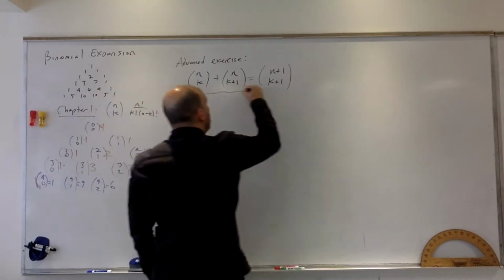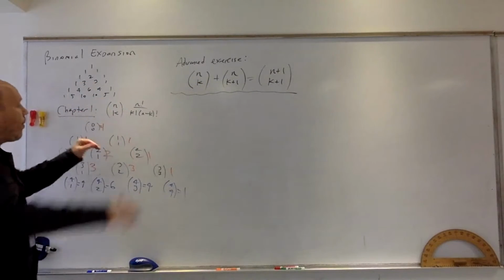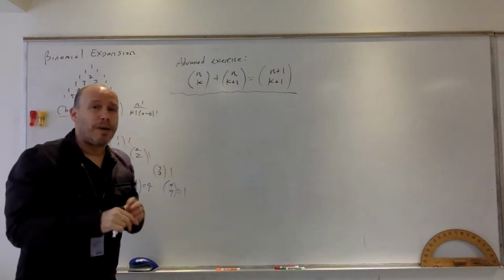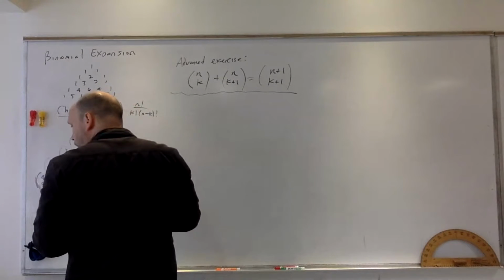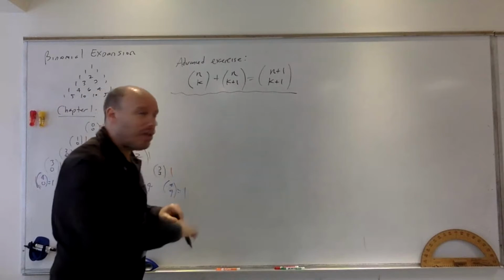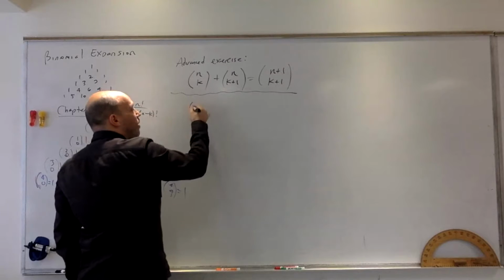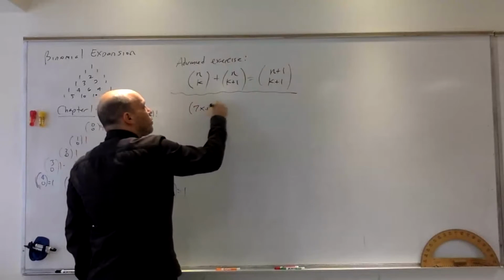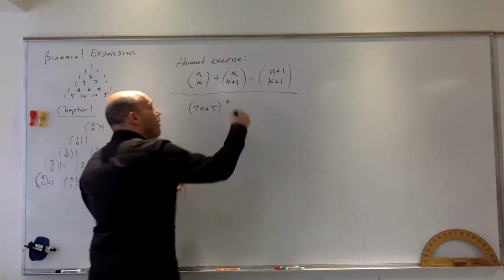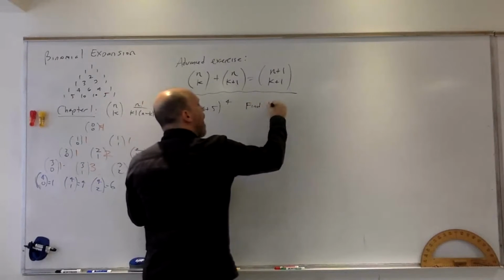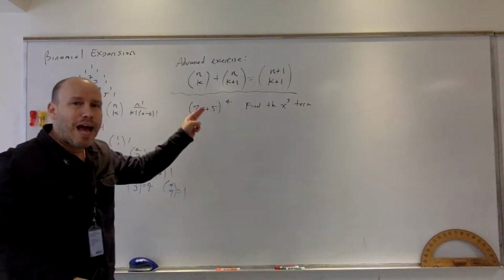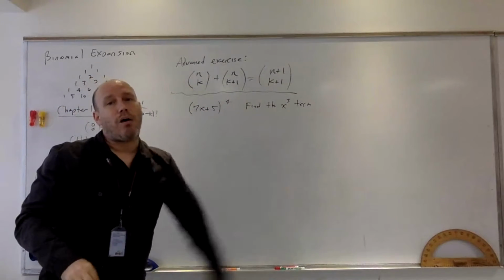But let's move on. So the question is, how are we going to connect this to binomial expansion? What is the idea behind binomial expansion? The idea is expanding a binomial. So for example, you're going to be asked to expand 7x plus 5 to the 4th power, and they're going to say to you, find the x to the 3rd term. So the first thing we need to talk about is, is there a fast way to expand this out?